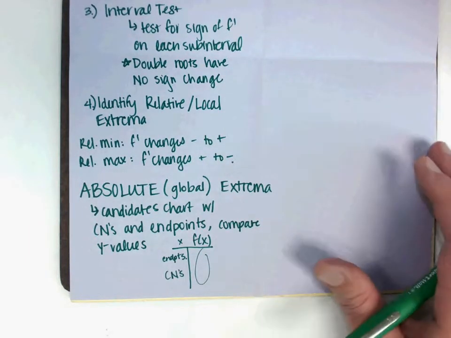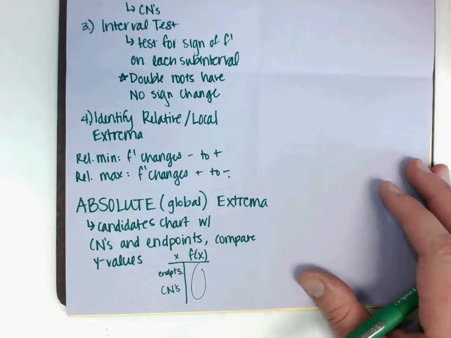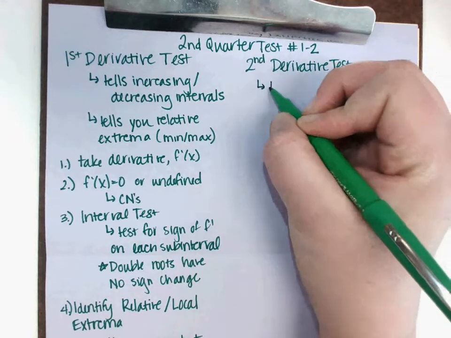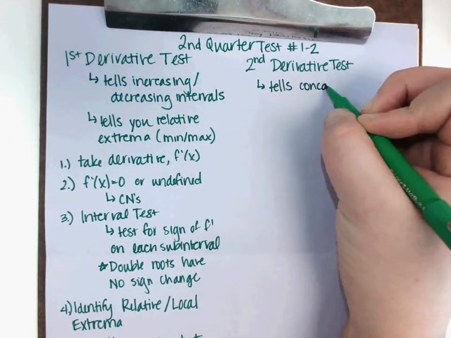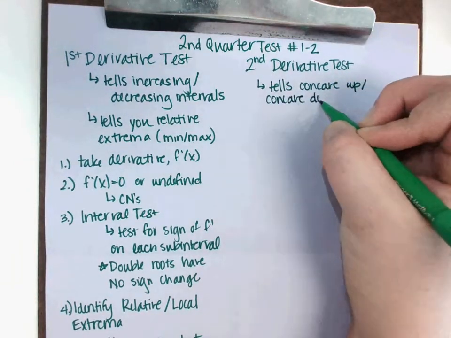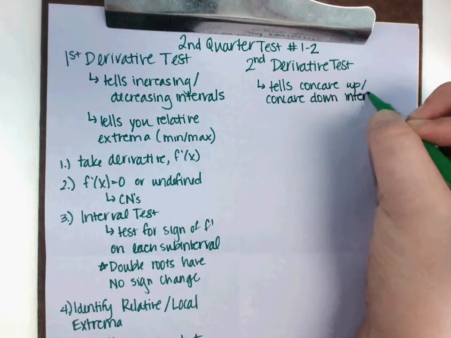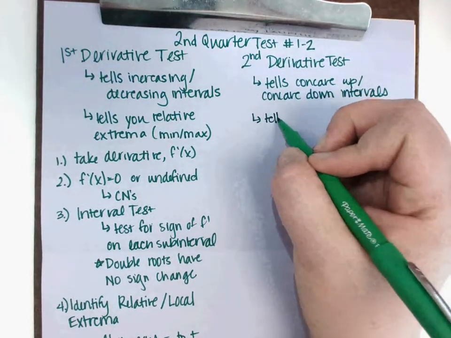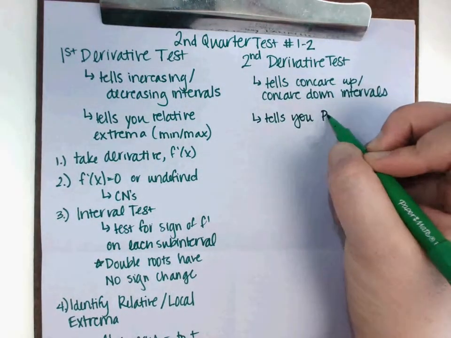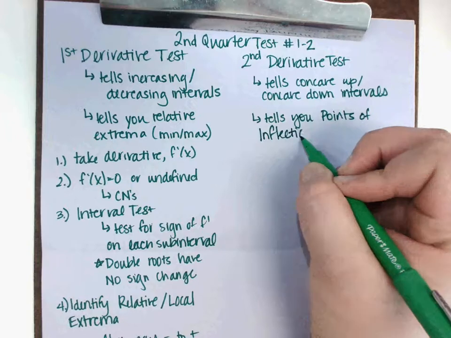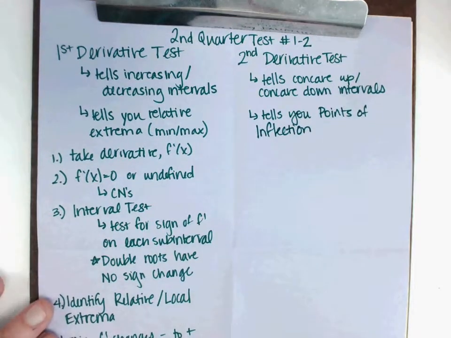Now we're going to do the steps for the second derivative test. Coming back up here to the top, again, pause it if you need to. Remember that a second derivative test tells concave up and concave down intervals. Remember that it also tells you points of inflection. That is the job of the second derivative test.